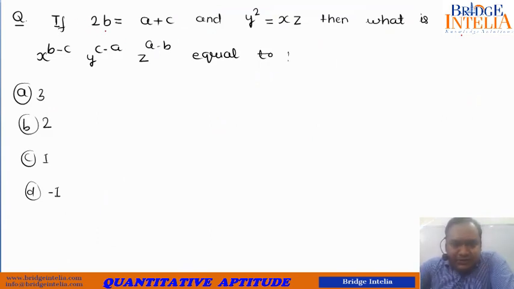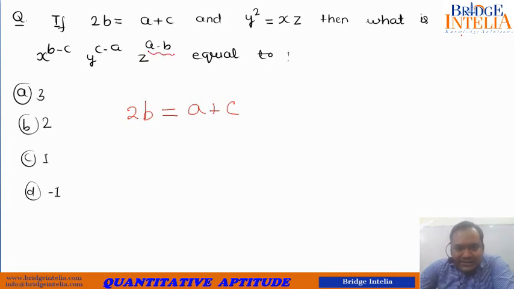Okay, now this is a very good question again. 2b is equal to a plus c and y square is equal to x into z. Then what is the value of the given expression? Now let us realize something. 2b is equal to a plus c. And look at these exponents. Look at these exponents carefully.